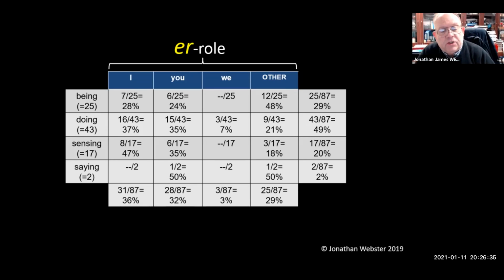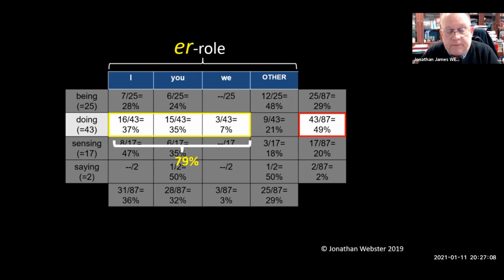And I'm looking at the initiator in terms of I, first person, herself saying I; you, use of the second person; we, first person plural; and then everything else I'm going to put in the last column. So I'm just going to distinguish these, but that's already enough. On the side, we have being and doing and sensing and saying. All right, now, how do we read this? Well, first of all, doing. Notice that I, you, and we make up nearly, let's round it, 80% of the doing. 80%.